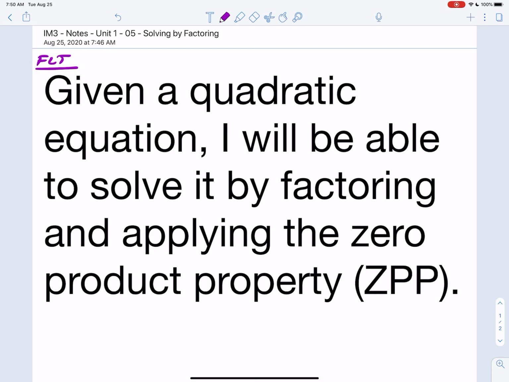So here, given a quadratic equation, you're going to be able to solve it by factoring and applying the zero product property. We'll call that ZPP, okay? So a few things here. Notice how we're strictly only working with quadratic equations, okay? Quadratic equations are equations that have the highest degree of 2, so like an x squared, okay?